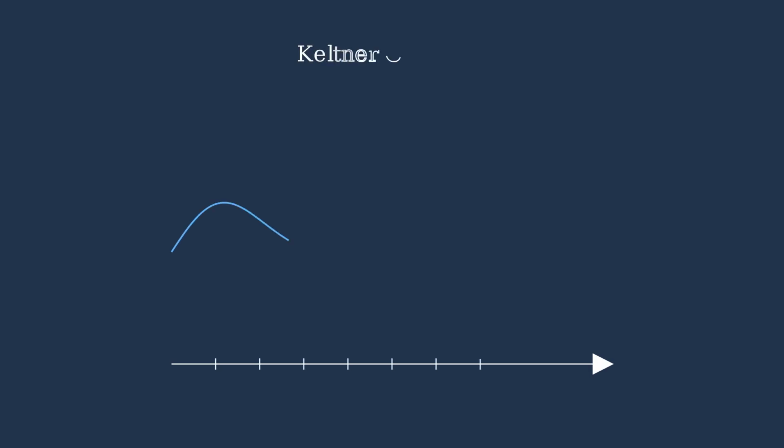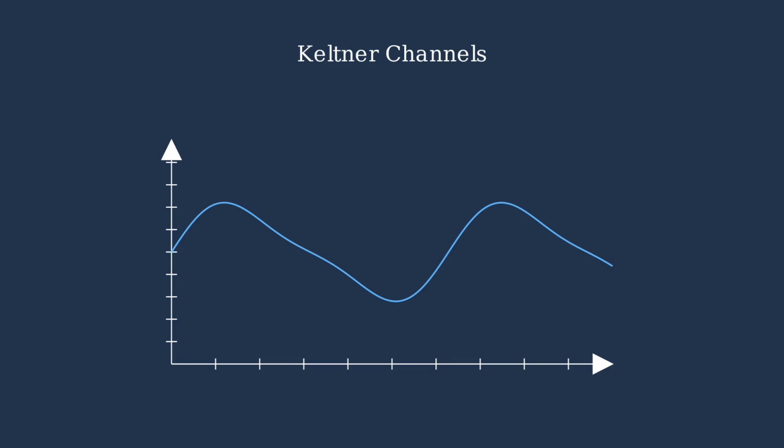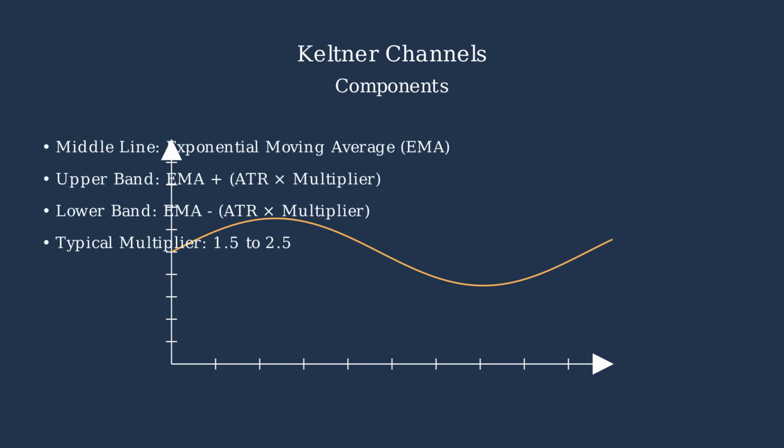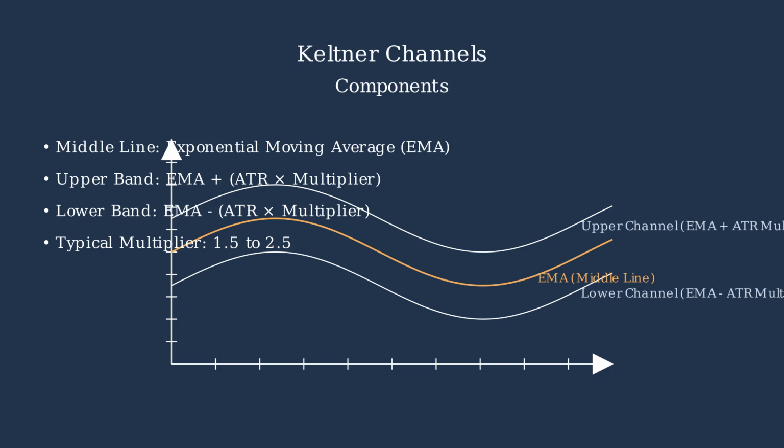Keltner channels are volatility-based bands that help traders identify trend direction and potential reversal points. Keltner channels consist of 3 components: a middle line based on an exponential moving average, with upper and lower bands placed at a distance of a multiple of the average true range. The EMA forms the middle line of the channel, while the upper and lower bands are calculated by adding and subtracting a multiple of ATR from the EMA.